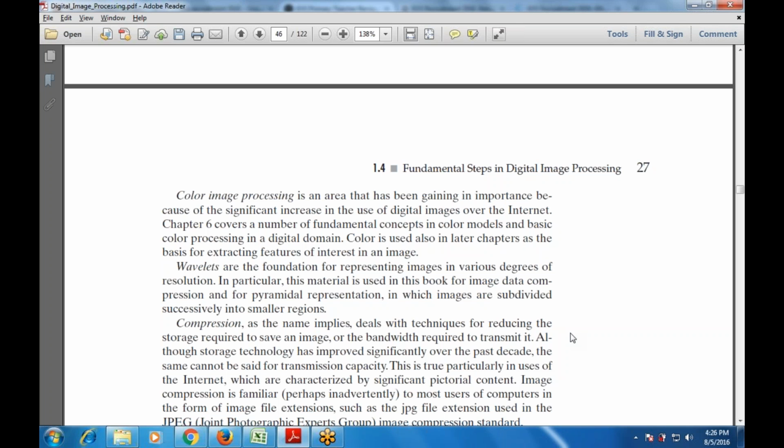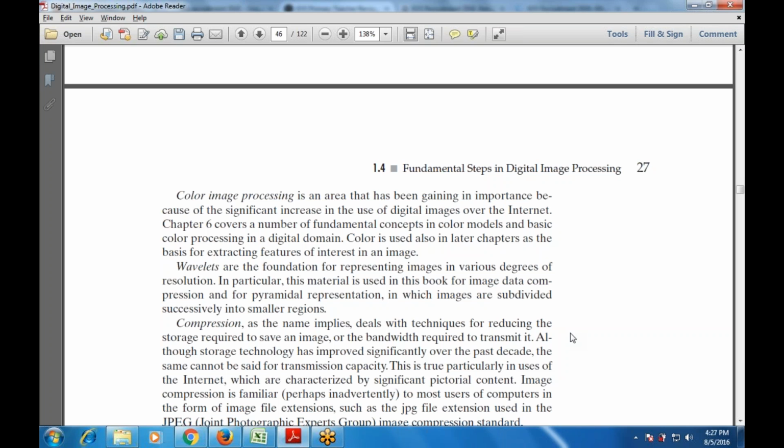Color is also one of the main factors, and we generally use the RGB, that is red, green, blue, method for color image processing. The next one is wavelets, which are the foundation of representing images in various degrees of resolution. In particular, this material is used in this book for image data compression and pyramidal representation, in which images are subdivided into smaller regions.